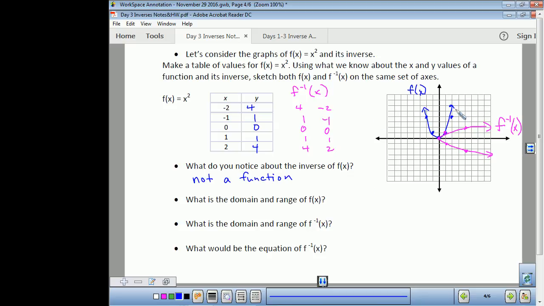All right, so let's go take a look at the domain of the original function, f of x. Well, that's a quadratic. And the domain of every quadratic is from negative infinity to positive infinity.